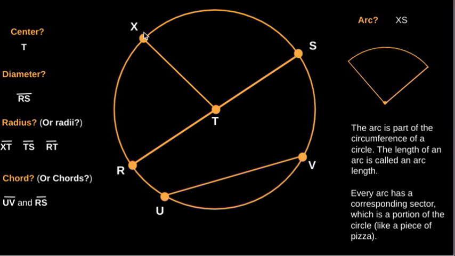Just let's take this part XS out. So this is an arc, XS, an arc. The length of an arc is also called an arc length. Every arc has a corresponding sector. So this whole part is a sector of a circle, like a part of a circle or portion of a circle. Just like you take a portion out of a pizza.